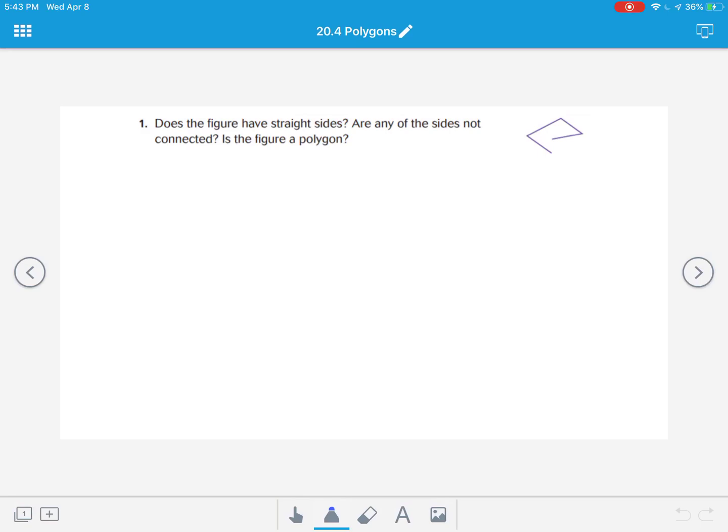All right, so let's take a look at number one. Looking at number one and looking at this figure, let's go ahead and draw a sketch of it in our journals together. It's okay if it's not exact, just try to get the general gist of it.